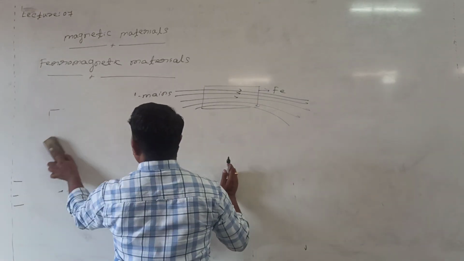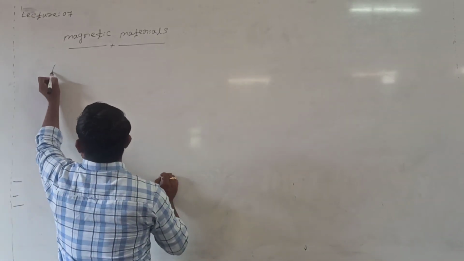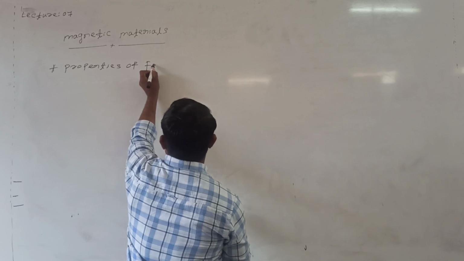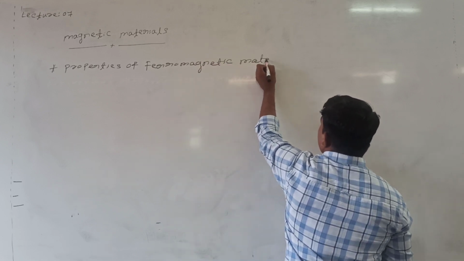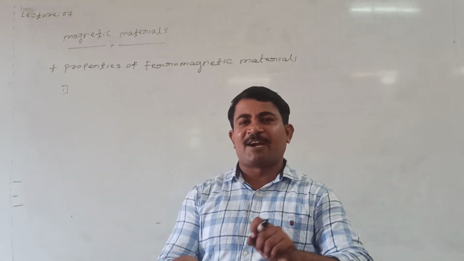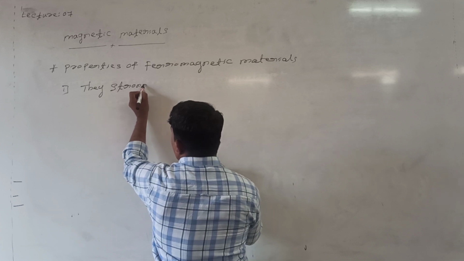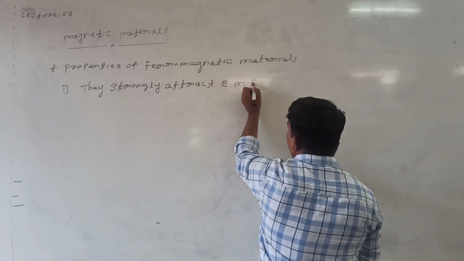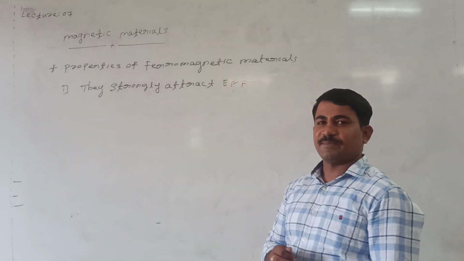See here. Next one is properties of ferromagnetic materials. First property: ferromagnetic materials are strongly attracted by a magnetic field. They are strongly attracted by an external magnetic field, not EMF. External magnetic field. Right?